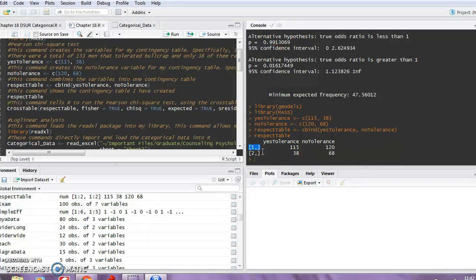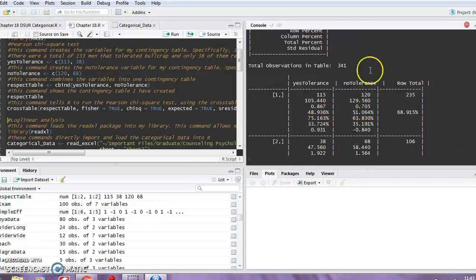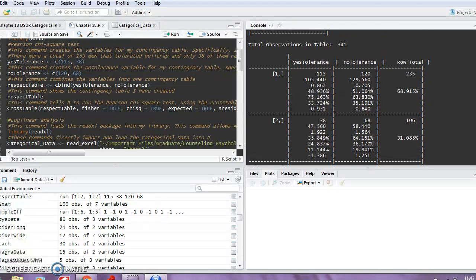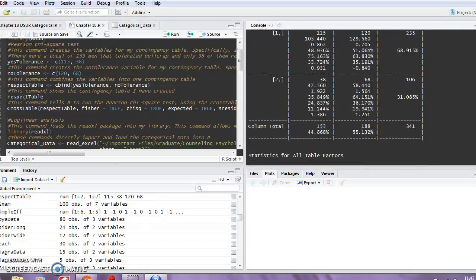Number 1 reflects no perceived respect from their partner. Number 2 reflects the perceived respect from their partner. So in essence, it's just columns and rows. Kind of cool. So the next thing that we want to do is run the Pearson chi-square test using the cross table function. When we run this function, we actually get our contingency table, but with other things.